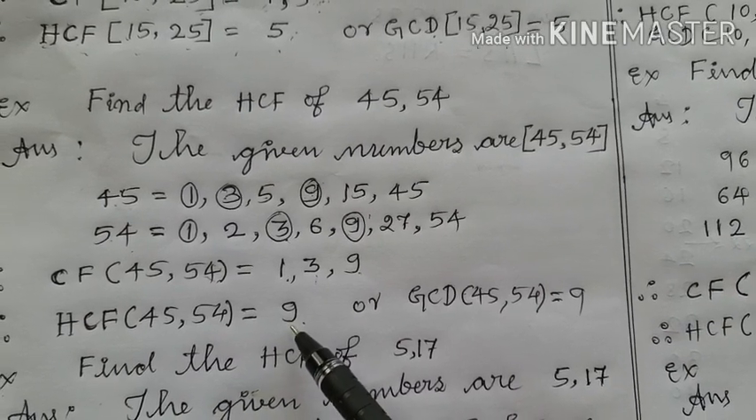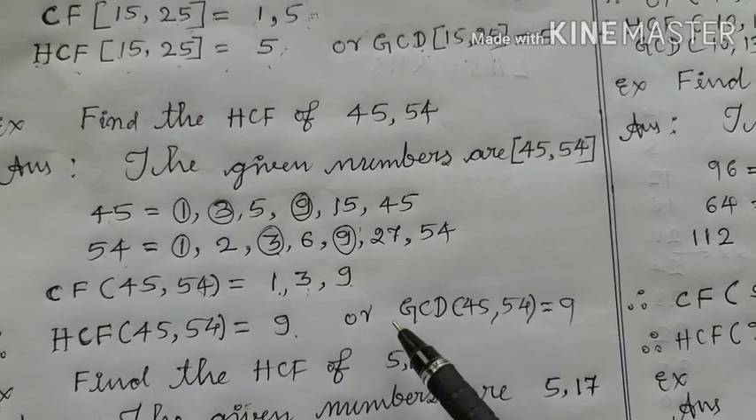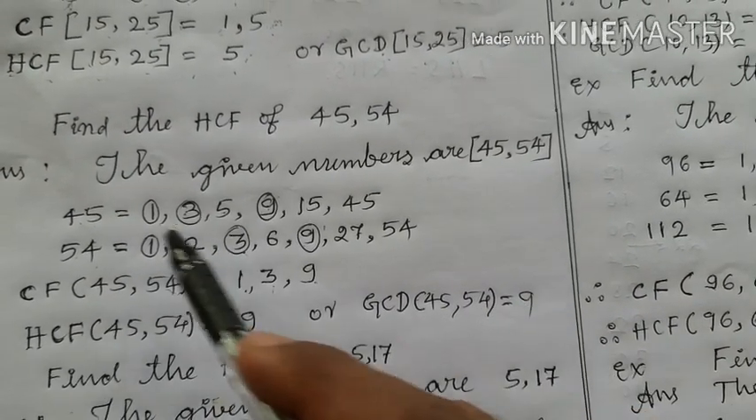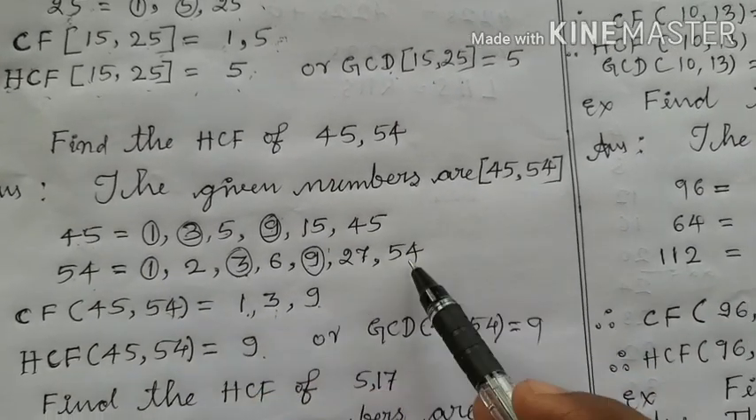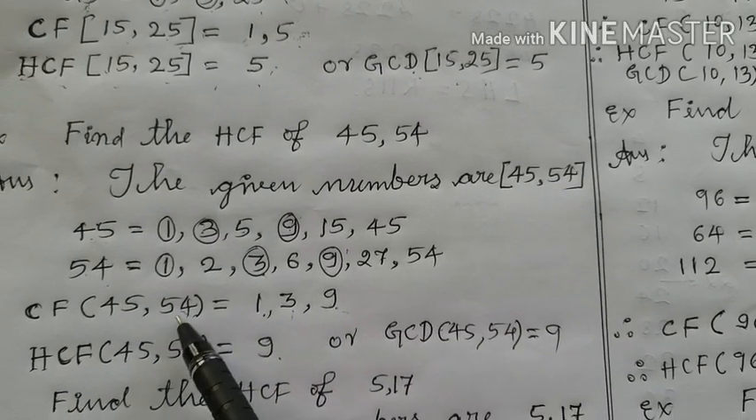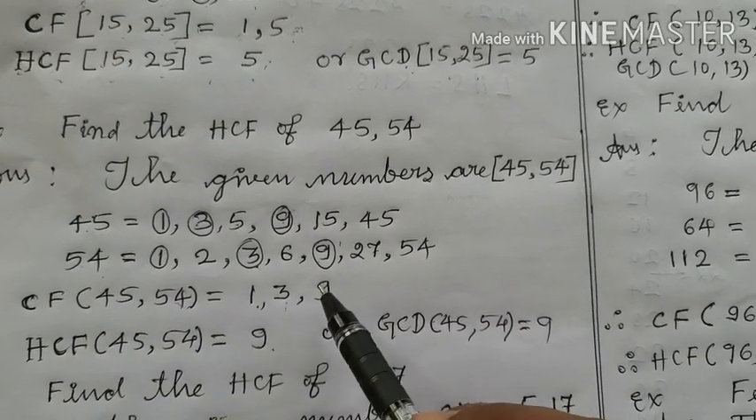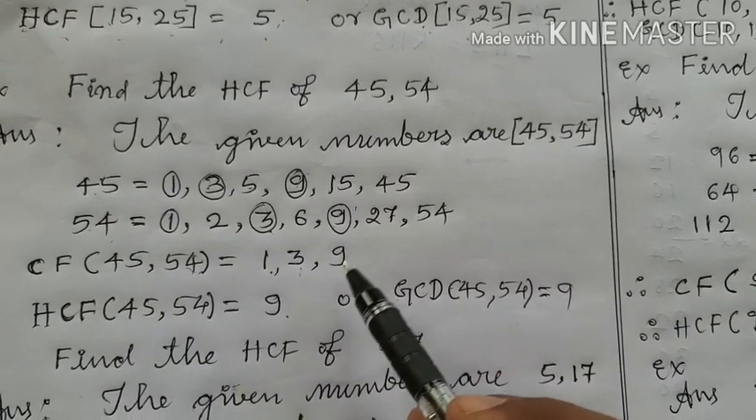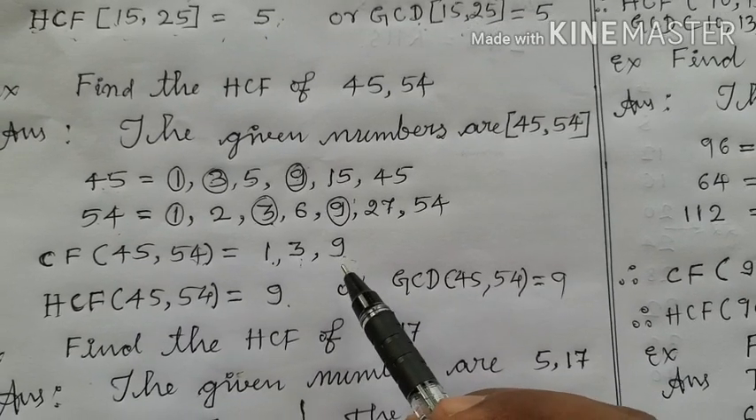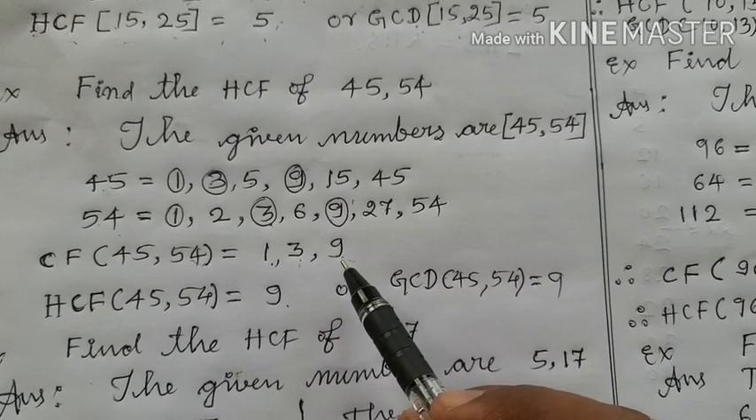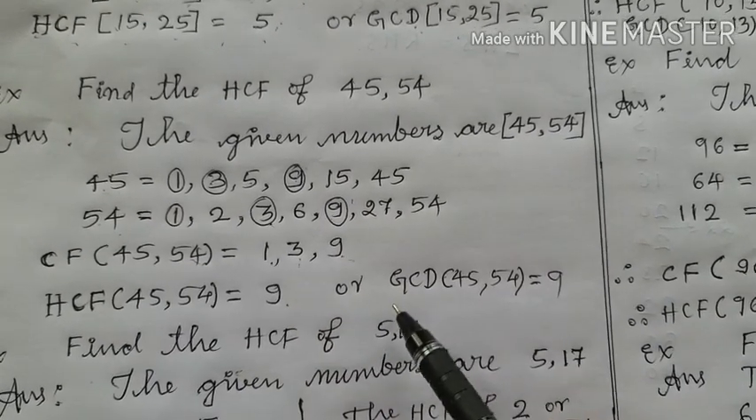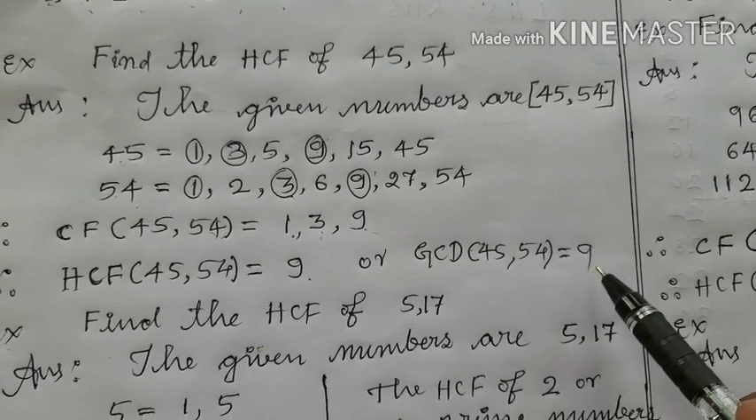Is it clear? And what about GCD? Greatest common divisor of 45 and 54 is also 9. Okay. These are the divisors of 45. These are the divisors of 54. And these are the common divisors of 45 and 54. Among the 3 common divisors, which is the highest common divisor? 9 is the common divisor also, and it is the greatest also, or highest also. That is why we call this 9 the greatest common divisor. Therefore, GCD of 45 and 54 is equal to 9.